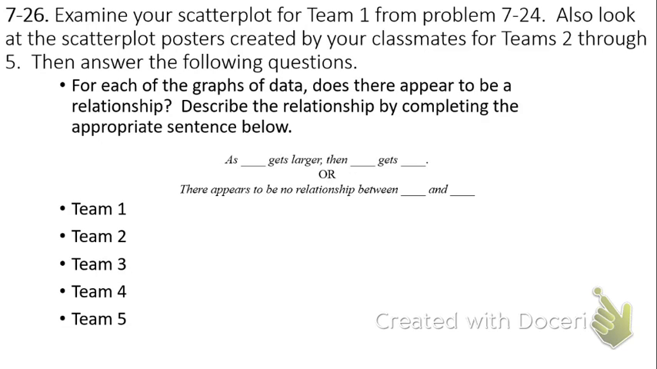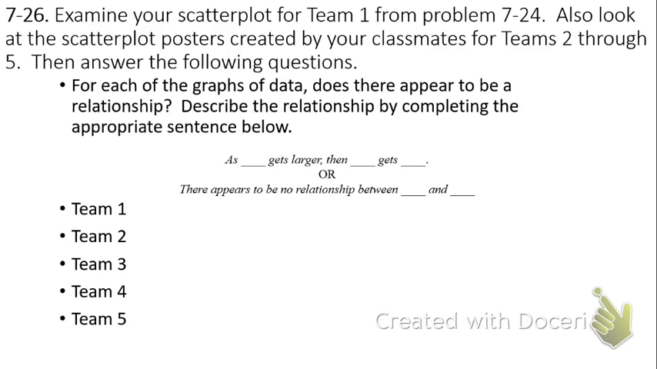726, that's our next section. Make sure to write 726. Examine your scatter plot for Team 1 from problem 724. Also look at the scatter plot posters created by your classmates for Teams 2 through 5. Then answer the following questions. For each of the graphs of data, does there appear to be a relationship? So what I'm going to say is Team 1, that's the data that you all graphed together on a single sheet of paper. Does there appear to be a relationship?